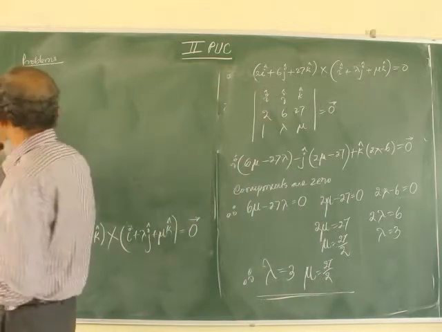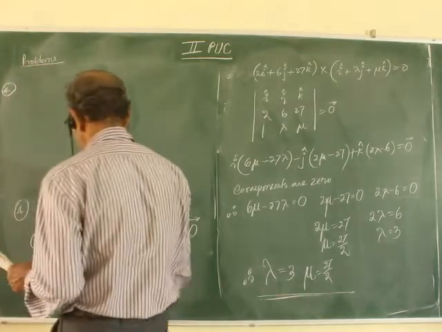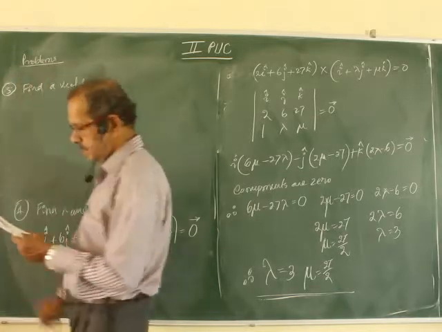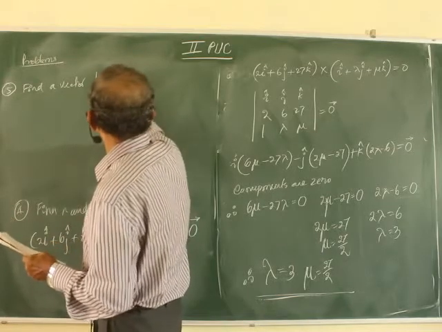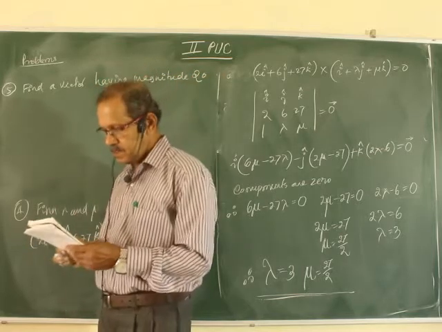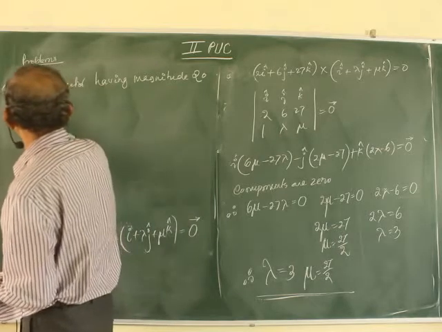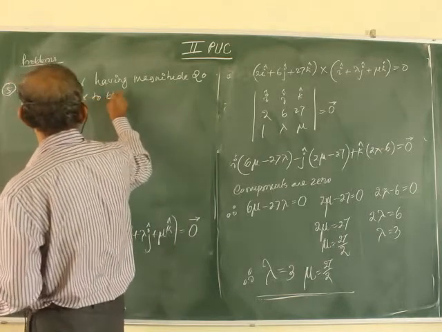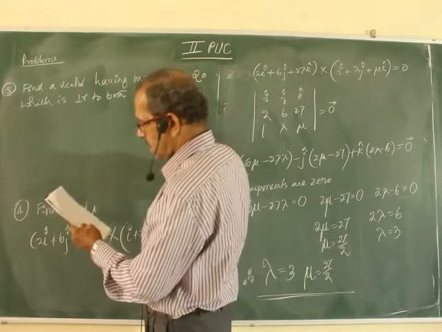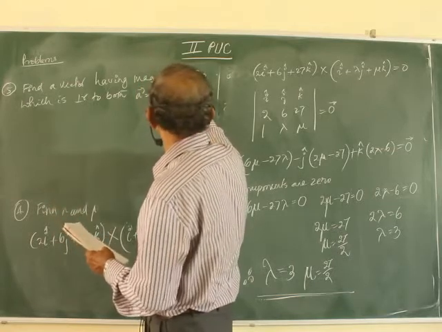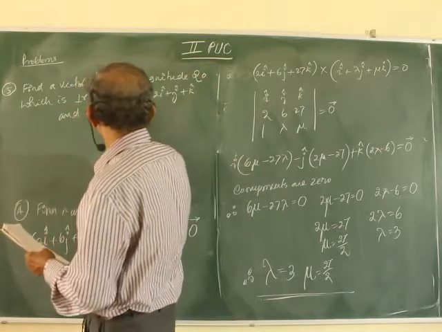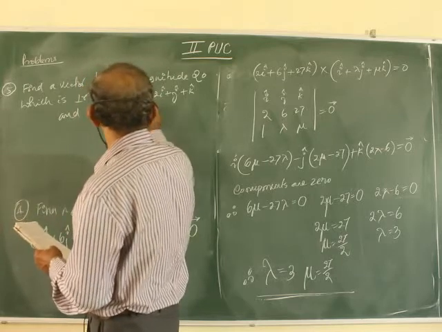Find a vector, problem number 5. Find a vector having magnitude 20, which is perpendicular to both A equal to 2i plus j plus k and B equal to 2i plus 2j plus 3k.